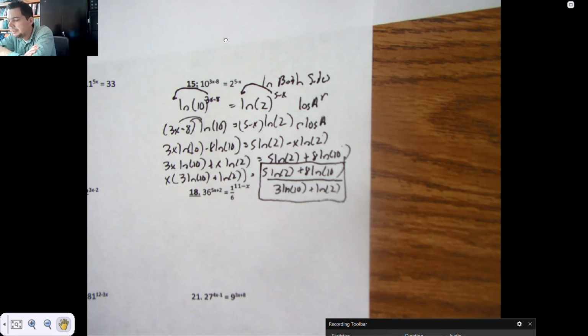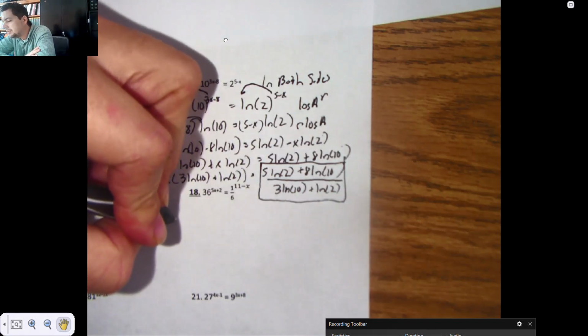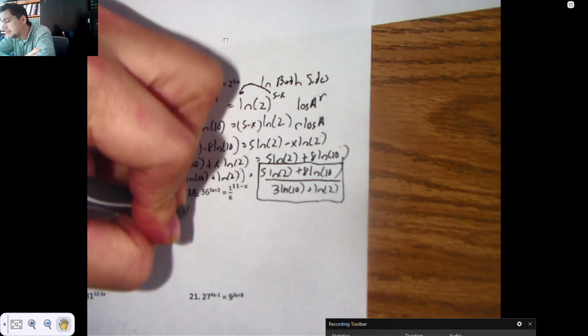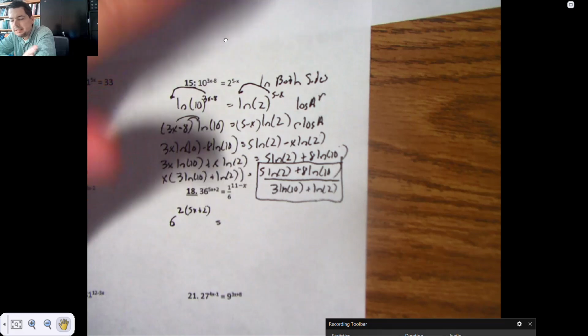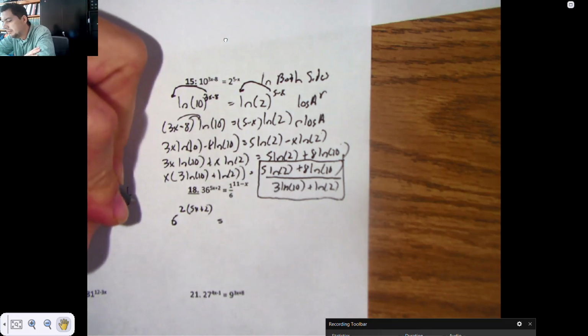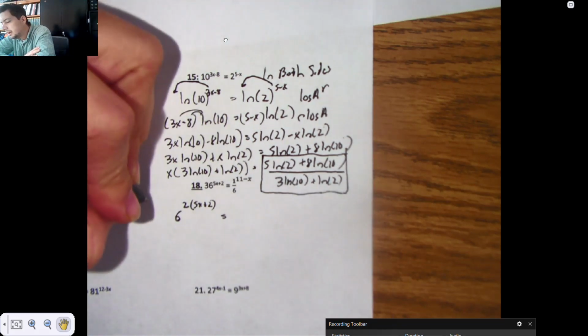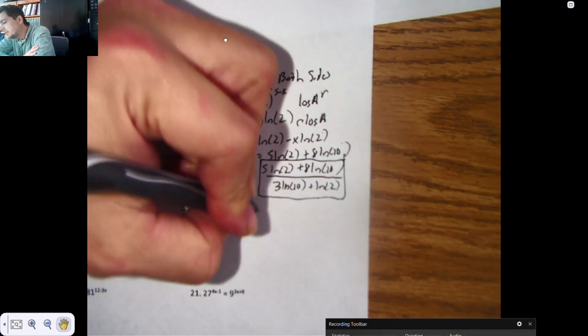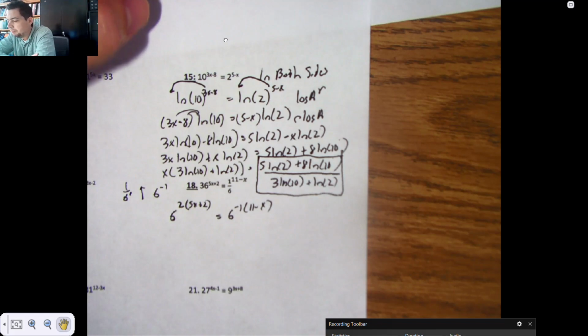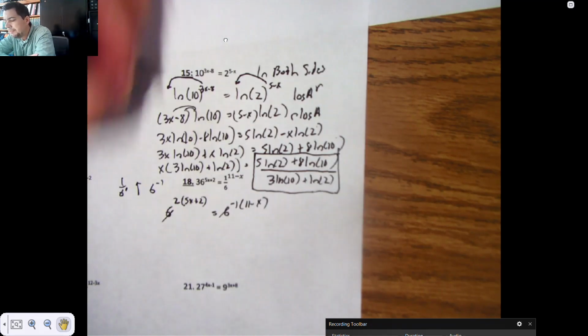18, the common base would be a 6. 36 is a 6 squared. There's already a 5x plus 2 up top. Turn a 1/6 into a 6th, just think about that understood 1 being moved up top. Becomes 6 to the negative first. Bases are the same, chunk them out the window.